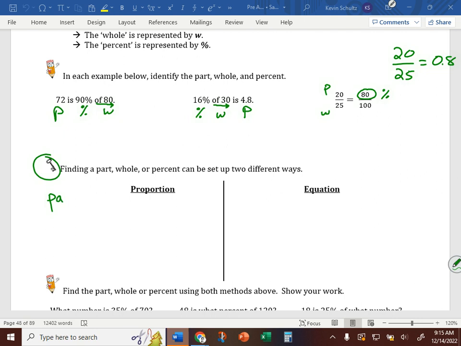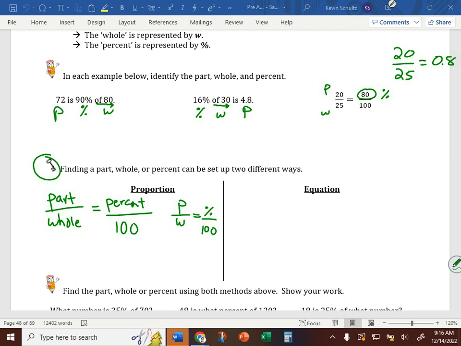Basically, this is it. The proportion: the part over the whole equals the percent over 100. Kind of like what we saw in that third example above. The part over the whole is equal to the percent over 100. In an abbreviated way, you can write this as P over W equals percent over 100. Means the same thing, but more abbreviated. You might want to write that down.